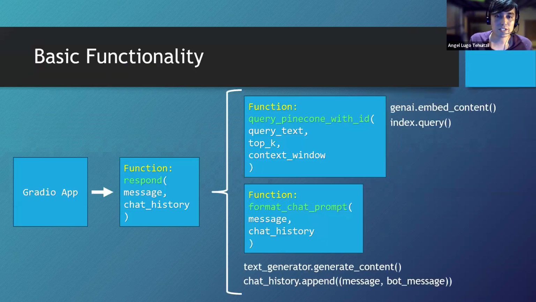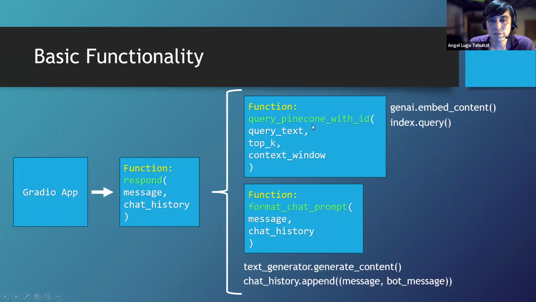So I'm going to start by explaining just how it works. It is very easy, the way it works, and maybe you guys know or have an idea of how this might work. It starts with the Gradio app that calls this function, respond. This function takes the message of the user, like the question, and the chat history if there is more than one message from the LLM and the user.